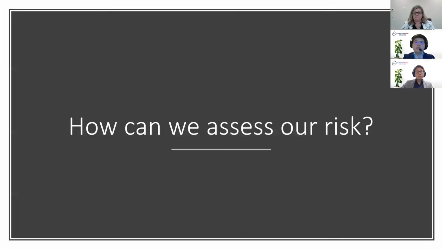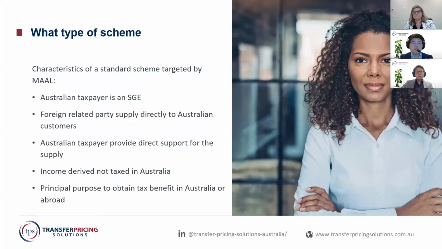All right, thanks, Shannon. So now we know what MAAL is and who it applies to. How can we assess whether or not we are at risk? The answer is quite simple. We just look at what the criteria are that need to be in place for the MAAL to apply. If we do not have any of those criteria in our structure, then we will be fine, right? So what are these criteria?